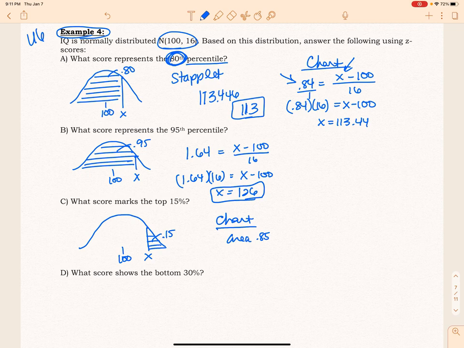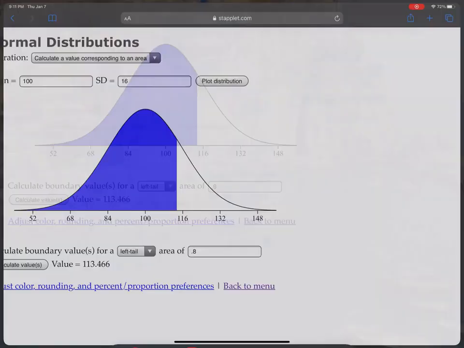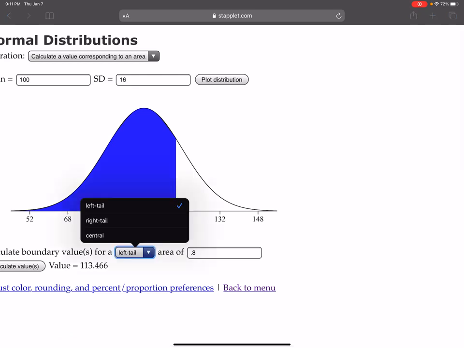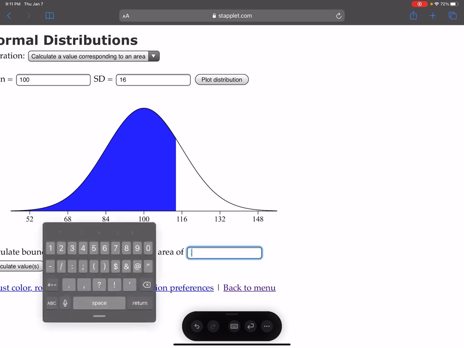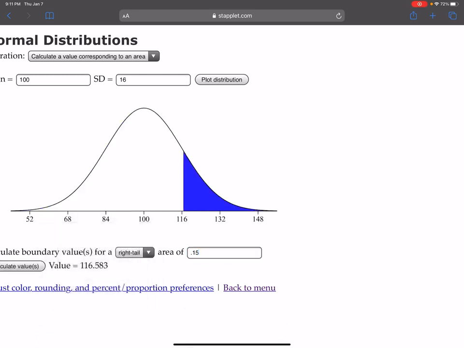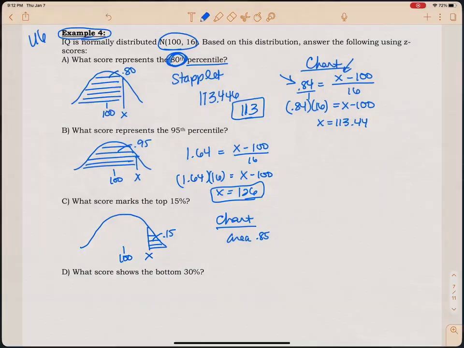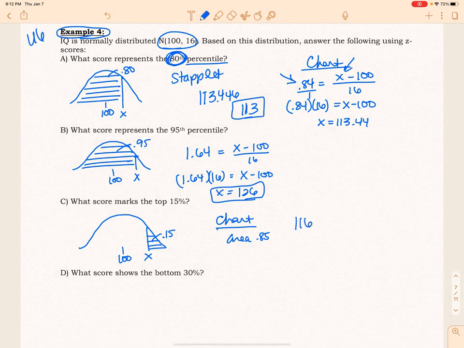All right, so for this one, we'll use Staplet again, just for the sake of time. And this time, this is going to be right-tailed. So 15%. And that's going to give me 116.58. And of course, I would just round this. You can truncate it or round it, 116 or 117, doesn't matter to me.